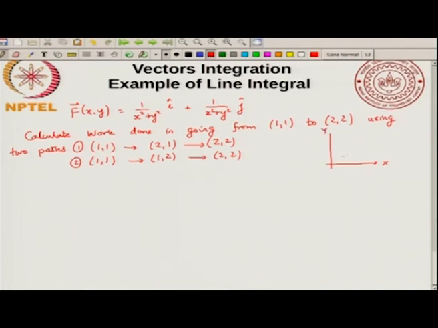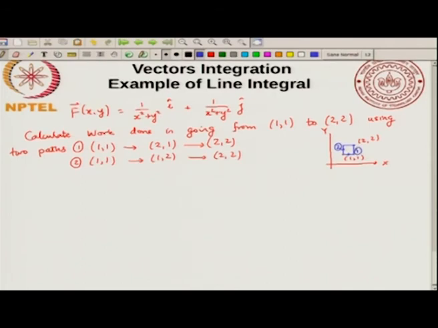Okay. You have the points (1,1). So, this is (1,1), and here is a point (2,2), okay, and you do two paths. So in the first path you go from (1,1) to, just use two different colors. So the first path you go this way, in the second path you go this way. So this is 2, this is 1.